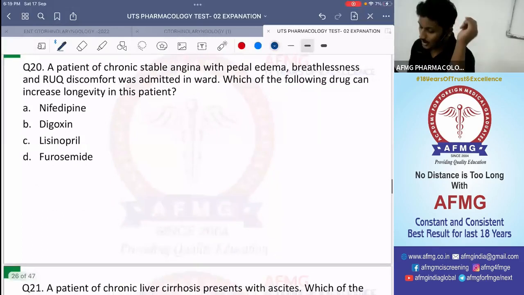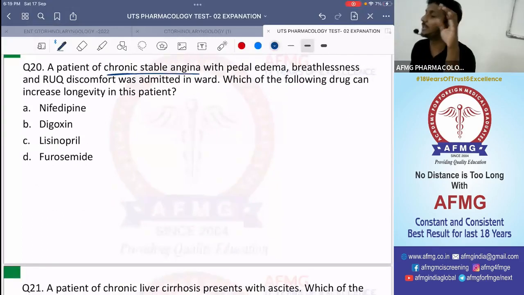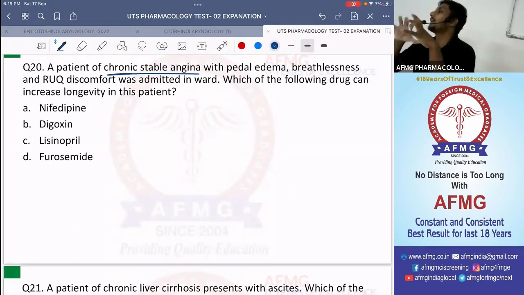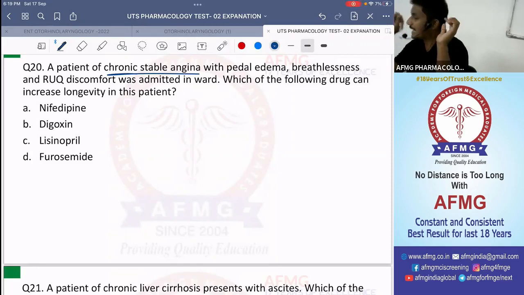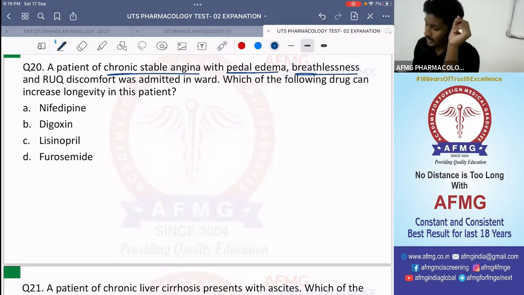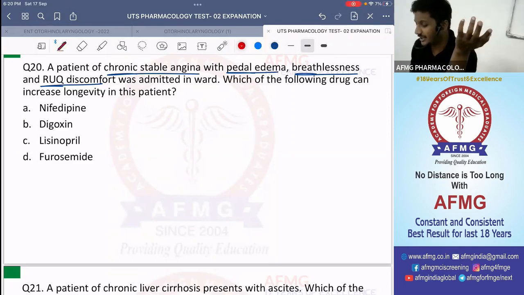Question number 20 now. A patient of chronic stable angina, मतलब the patient is having only chest pain at exertion or on activity. ठीक है. At rest, the patient does not have any chest pain. Only on exertion or exercise, the patient starts experiencing chest pain. That is what is chronic stable angina. He is having chronic stable angina with pedal edema, breathlessness, right upper quadrant discomfort, and was admitted in the ward.